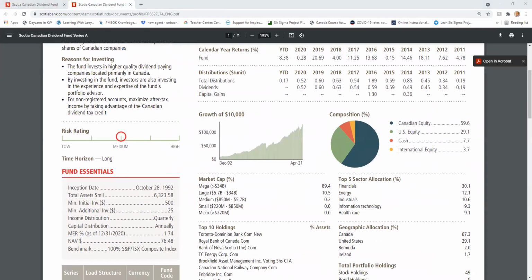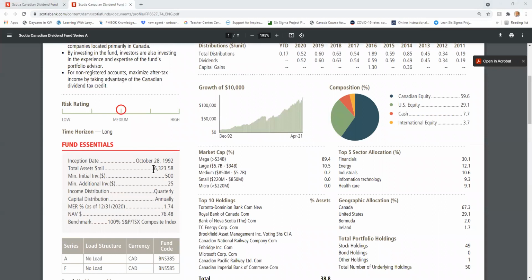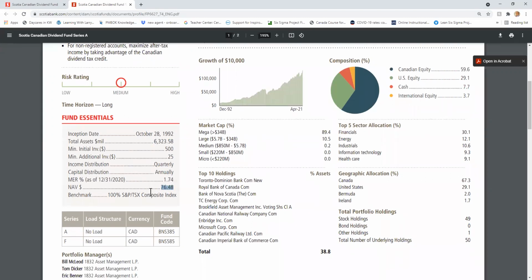Here you can see a lot more investment, $6,300 million. That's $6.3 billion that has been invested in the dividend fund. So that's a lot of money. Here the MER is 1.74. And if you want to buy one unit, it's $76 for one unit, right? So in this way, you can see that it has a very high price also, but it's worth it.